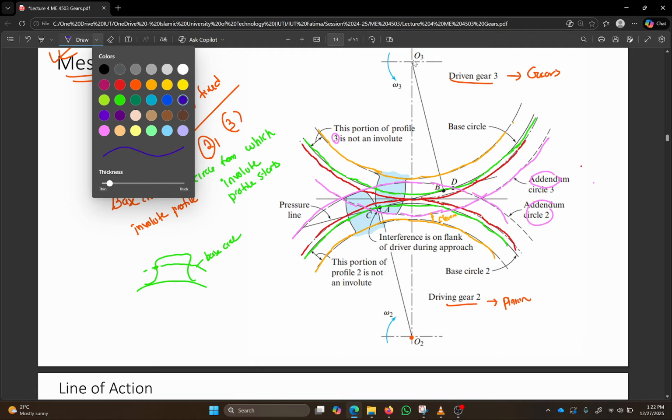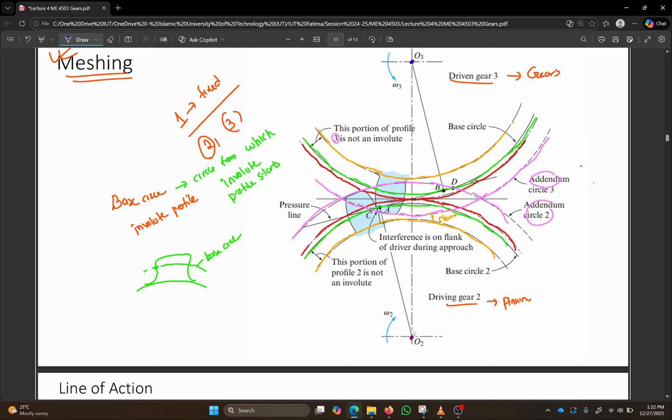From one center to the other center of the two gears, this is called a center line. And if you draw a tangent to the pitch circle, this is simply the tangent. And the gears usually have an involute profile.